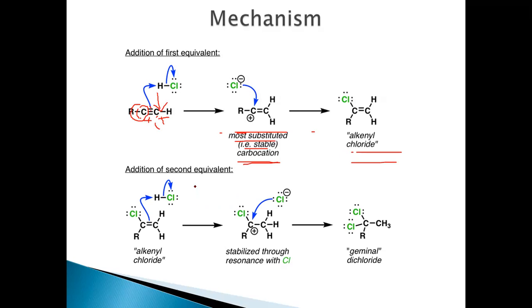And when the second equivalent of HCl is added, again it results in the formation of a carbocation which is more stable. The Cl minus will attack in the second step, and moreover this carbocation is stabilized by resonance with the Cl here, resulting in the formation of geminal dichloride following Markovnikov's rule.